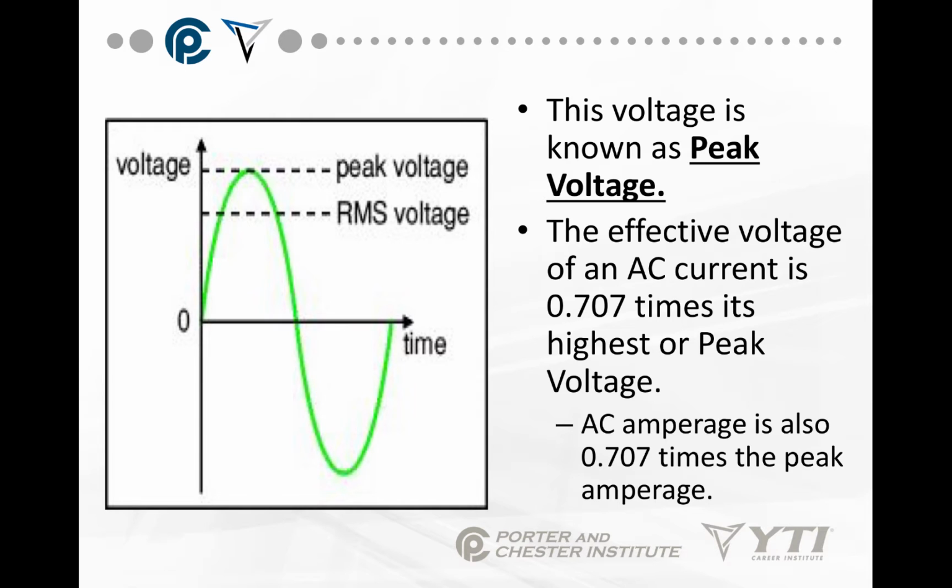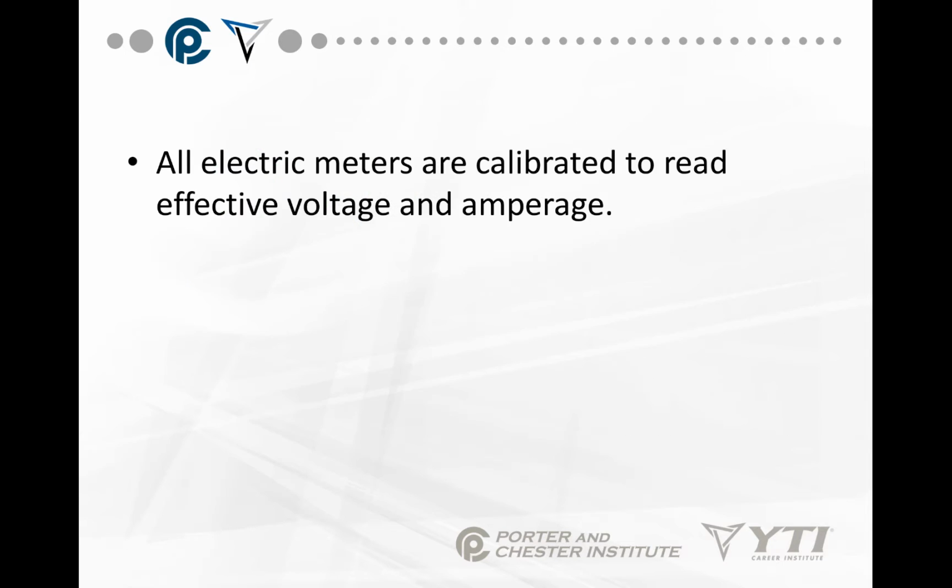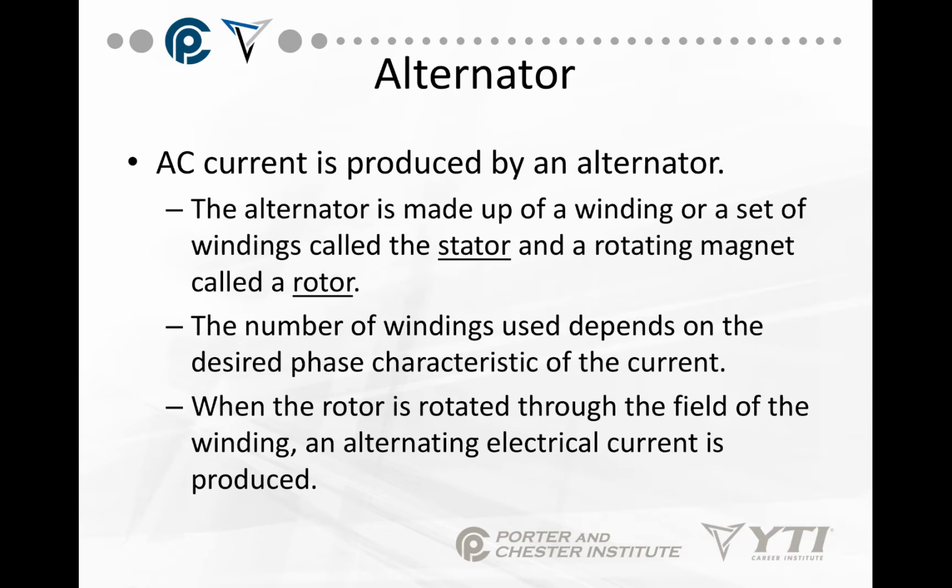The effective voltage of an AC current is 0.707 times its highest or peak voltage. Amperage is also 0.707 times the peak amperage. All electric meters are calibrated to read effective voltage and amperage. They do not read peak.